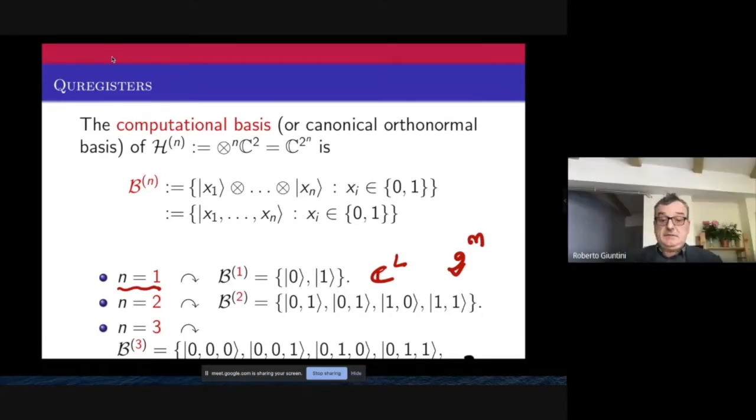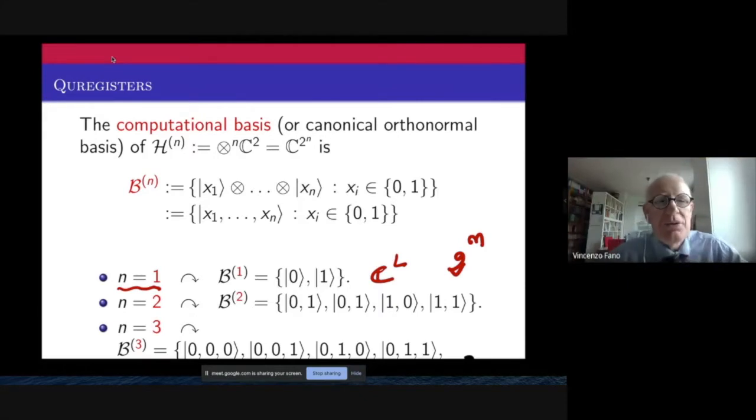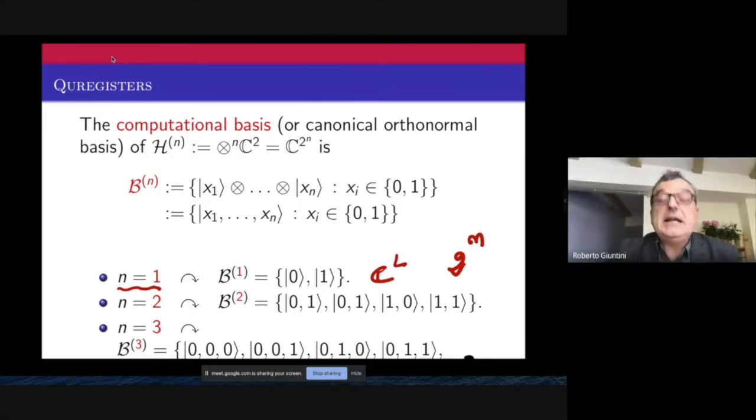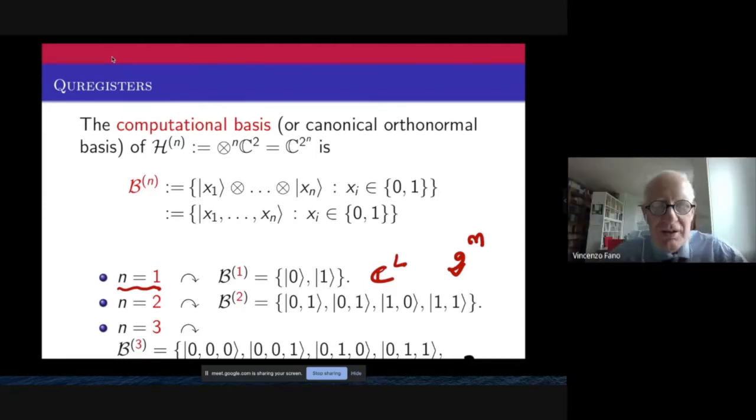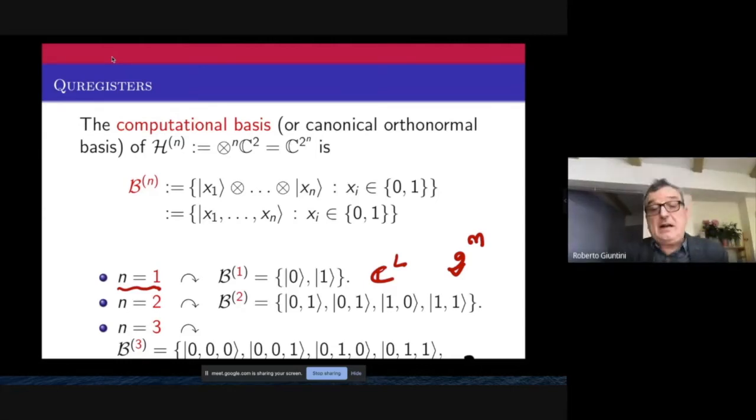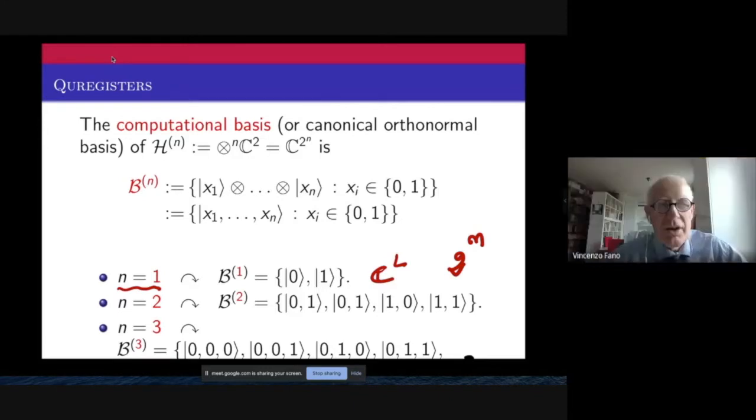There is no other trick. Only the power of 2. It's simply that. Usually they are equi-prepared. For example, in the bidimensional case, you take 1 over square root of 2. You take this 1 over the square root of the dimension n in order to have equi-superposed states. Okay, understood. Thank you very much.